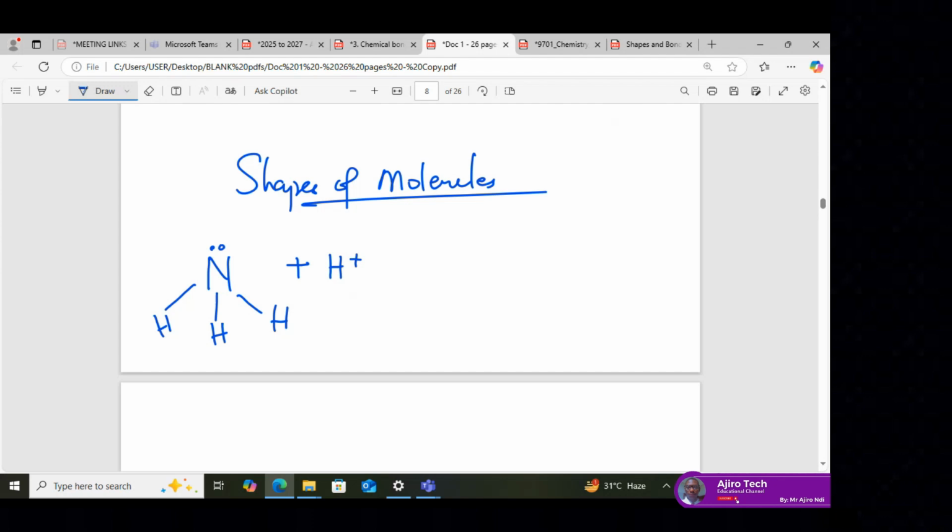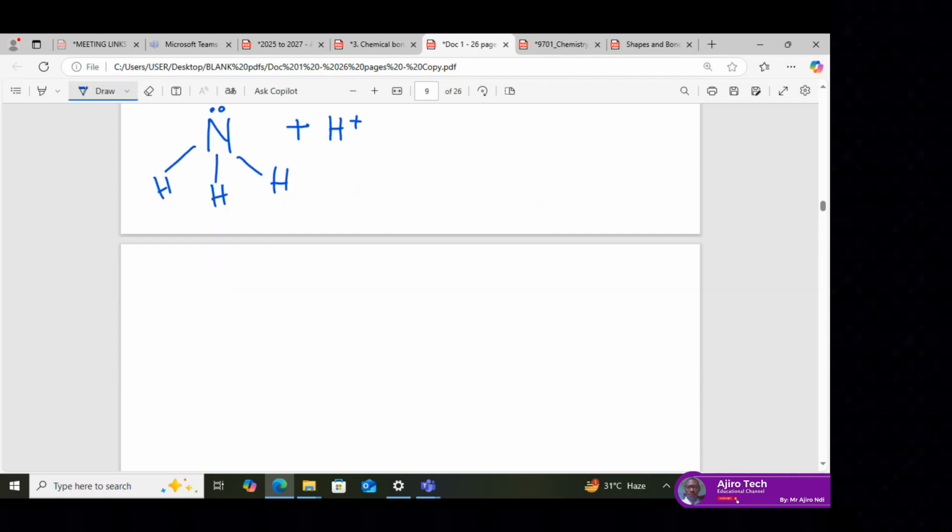Will it attack ammonia from the top? The way I drew ammonia, will it attack from the top or from the bottom? The top. Why? Because of the lone pair. That's where the lone pair is. So covalent bonds are directional. Do you get the concept? Do you get the meaning of that word now? You can't just come from anywhere you like. You come from where my lone pair is.